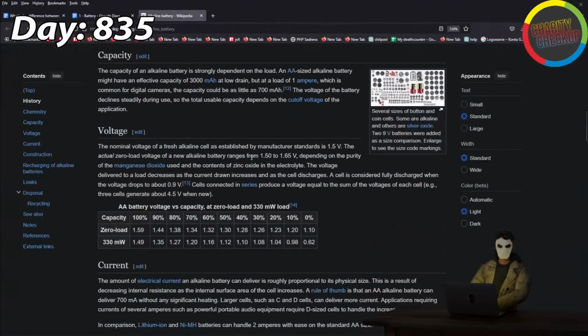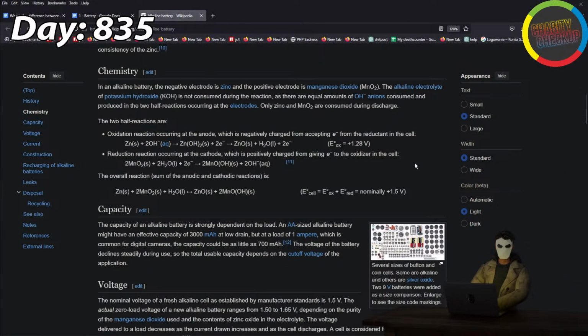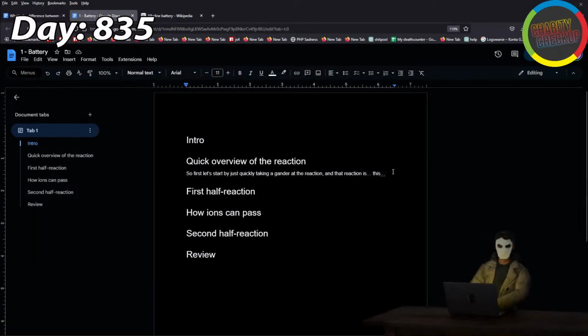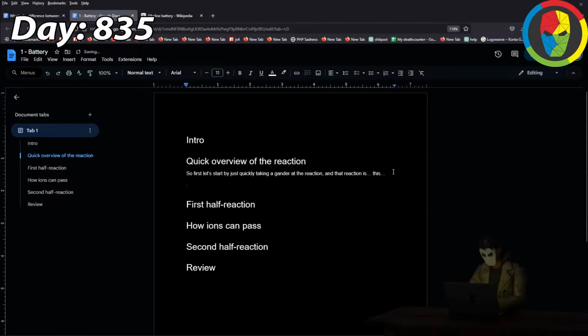The reaction. There we go. Chemistry. So, two half reactions, of course. And then we have the overall reaction, which is the one we'll start with, actually. It'd be this. Can I just copy this? Can I really? This.